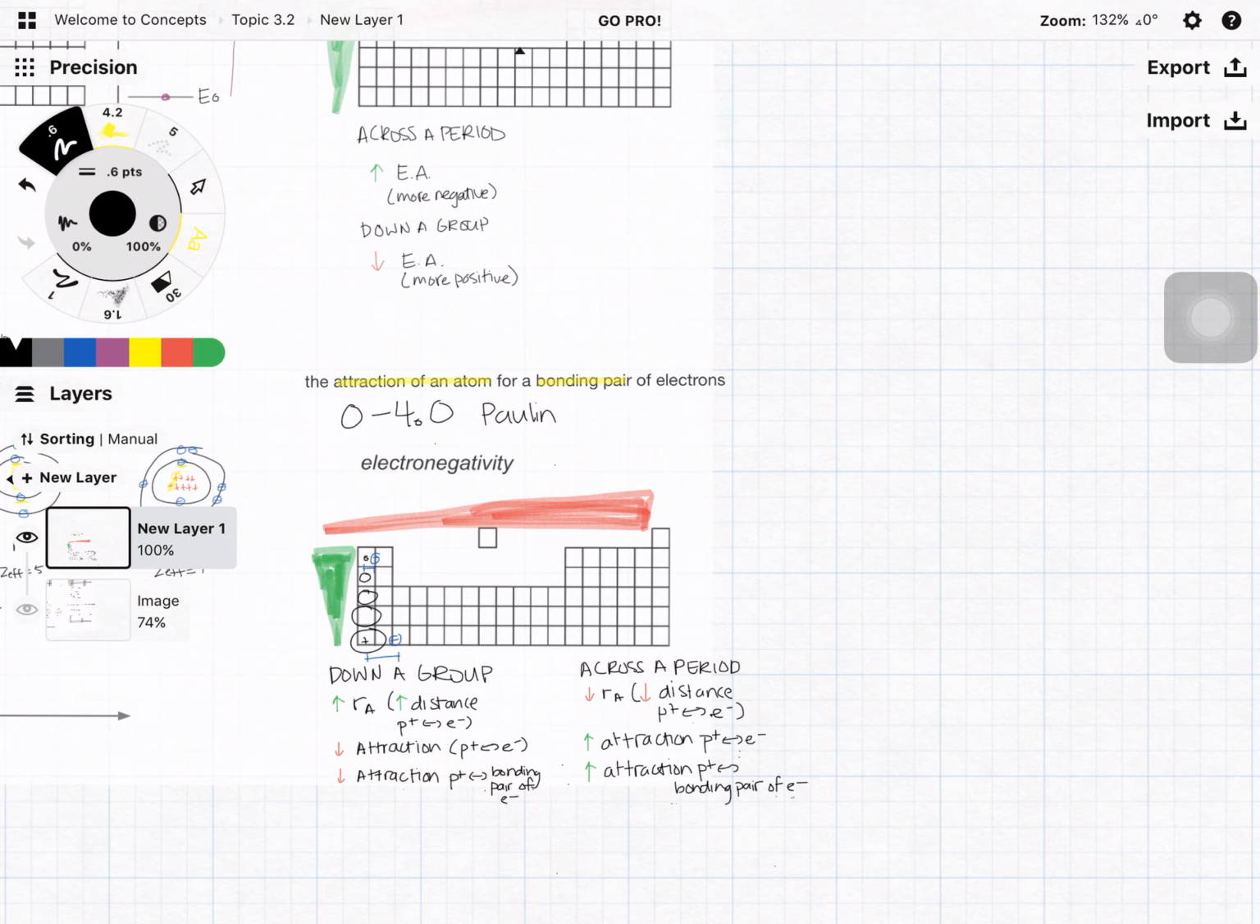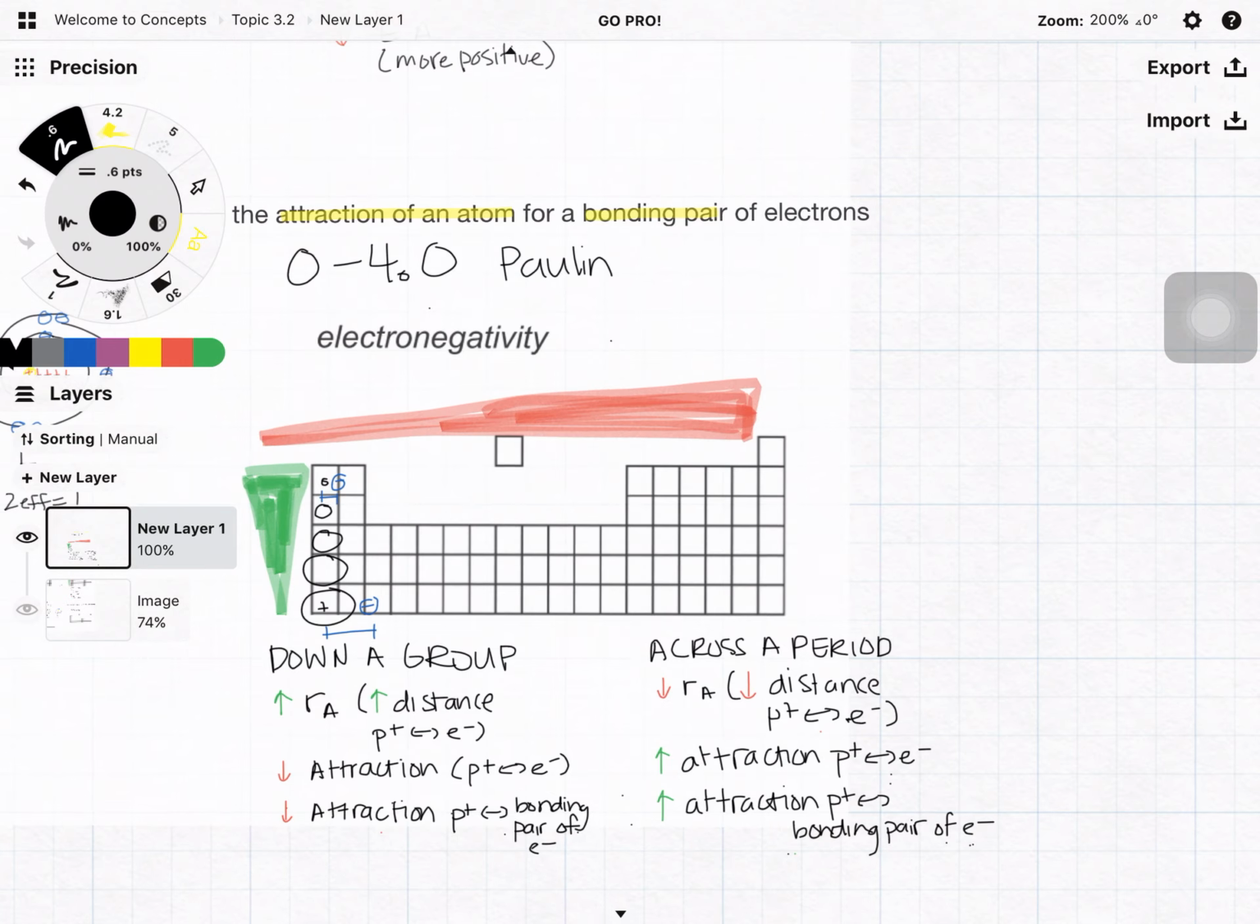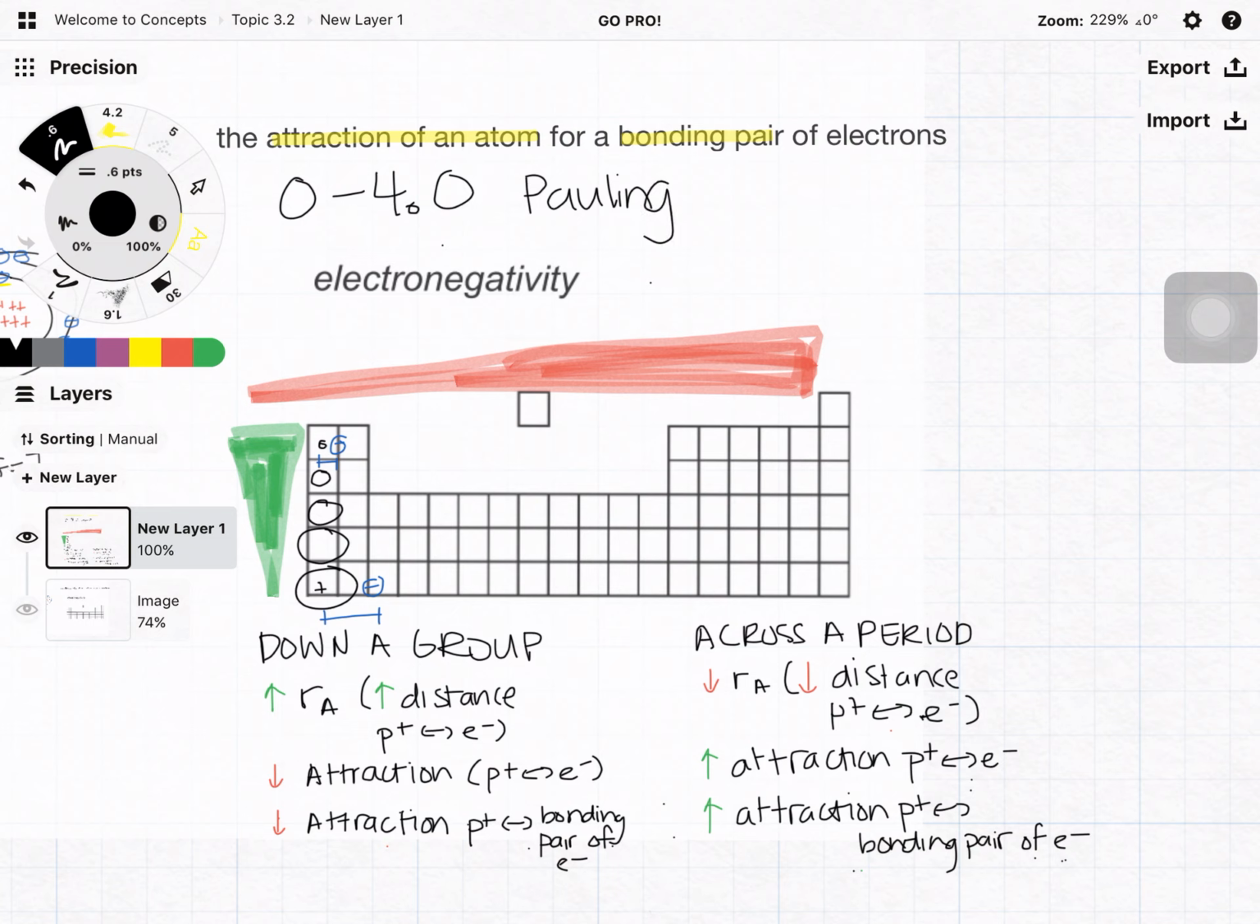Okay, and that's electronegativity. So once again, we use the Pauling scale to determine the electronegativity. As we go down a group, because my protons are so far away from any bonding electrons, there's very little attraction. So our electronegativity is very low. As we go across a period, we get more and more protons with the same number of shielding electrons. So our effective nuclear charge increases, our radius decreases, and there's more attraction available from the inner protons in the nucleus to that bonding pair of electrons.